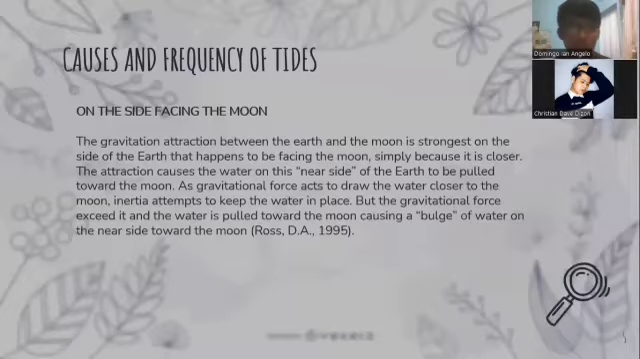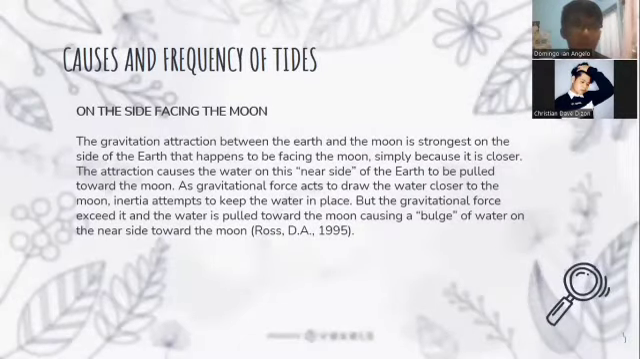So yun. Next, on the side facing the moon, the gravitational attraction between the Earth and the moon is strongest on the side of the Earth that happens to be facing the moon. Simply because it is closer, the attraction causes the water on this near side of the Earth to be pulled toward the moon. A gravitational force acts to draw the water closer to the moon. Inertia attempts to keep the water in place, but the gravitational force exceeds it and the water is pulled toward the moon, causing a bulge of water on the near side toward the moon.